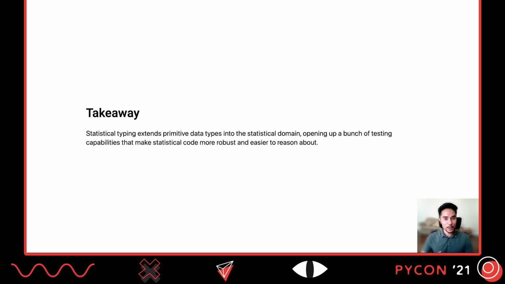So I'm hoping that in this last section, I've given you some food for thought. And really the main takeaway I want to leave you with is that statistical typing extends primitive data types by enforcing a set of deterministic and probabilistic properties that must be held by a collection of data points. This opens up a bunch of testing capabilities that make the code that we write as data scientists and machine learning practitioners more robust and easier to reason about.